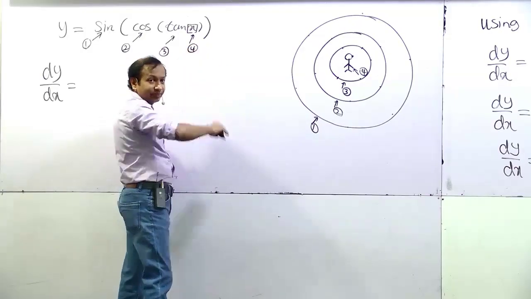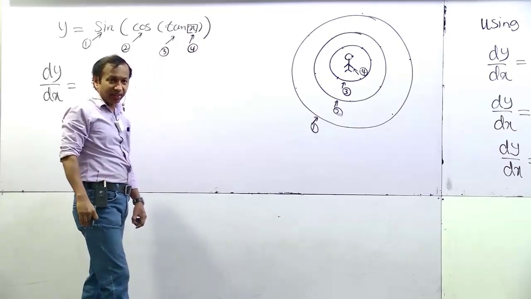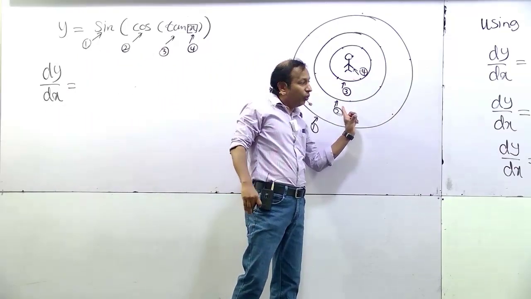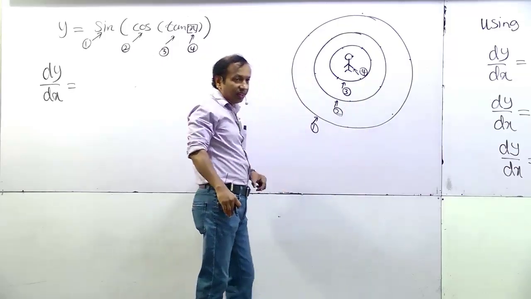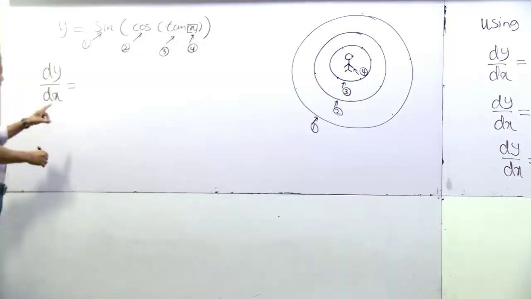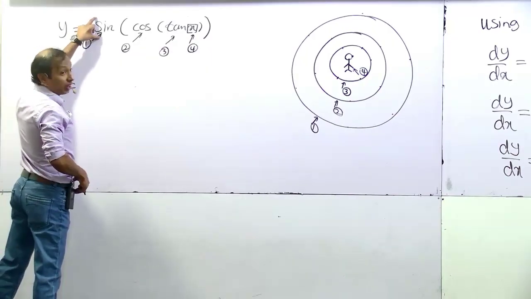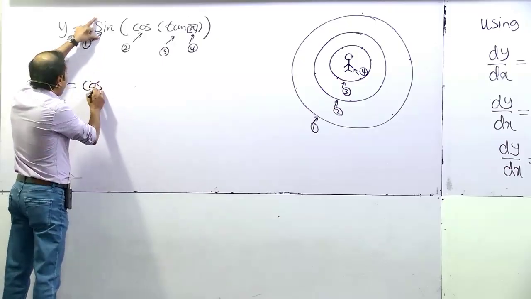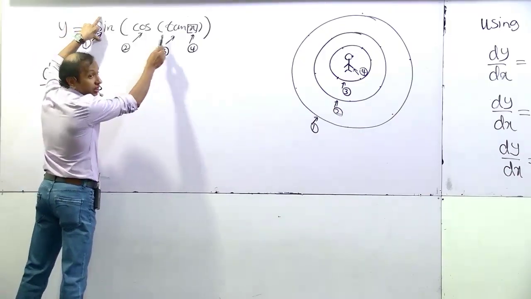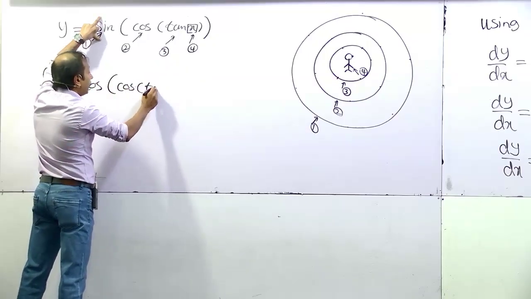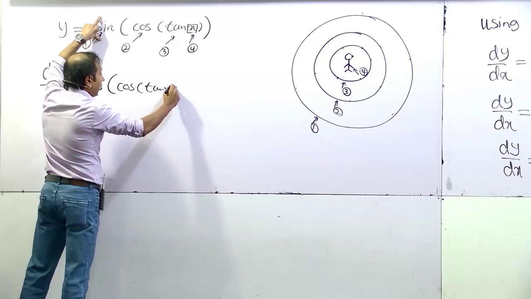Then differentiate. While the attack is going on with the outer ring soldiers, there is no influence to the inner ones. Firing means differentiation. Then dy over dx. Tell me, what is the derivative of sine? Cos. While we differentiate this, do we change anything here? No. Cos tan x.